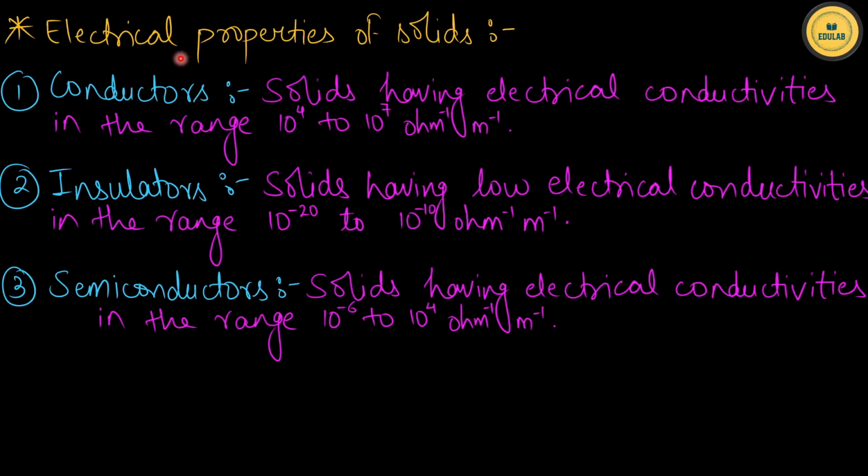And next we move to electrical properties of solid, in which first one is conductor. Conductor means a solid having electrical conductivity in the range of 10 to the power 4 to 10 to the power 7 ohm inverse meter inverse. Next one is insulator. Insulator means solid having low electrical conductivity in the range of 10 to the power minus 20 to 10 to the power minus 10 ohm inverse meter inverse. Next one is semiconductor. Semiconductor means solid having electrical conductivity in the range of 10 to the power minus 6 to 10 to the power 4 ohm inverse meter inverse.